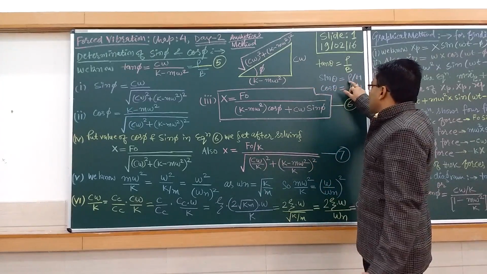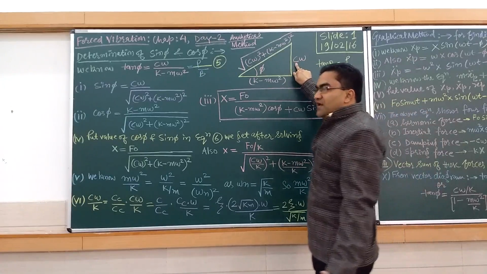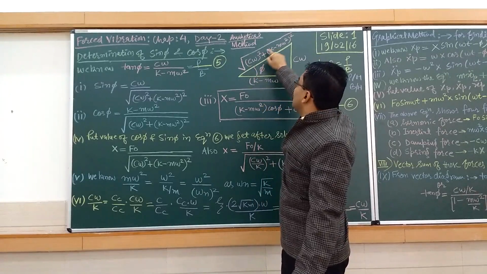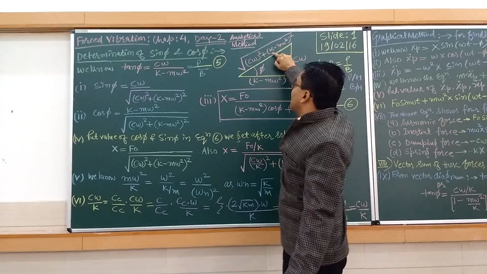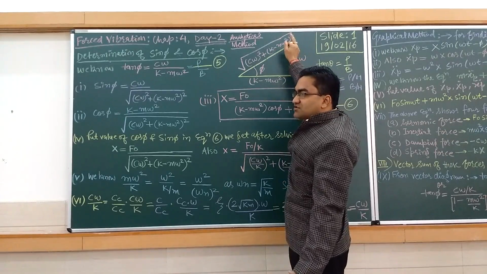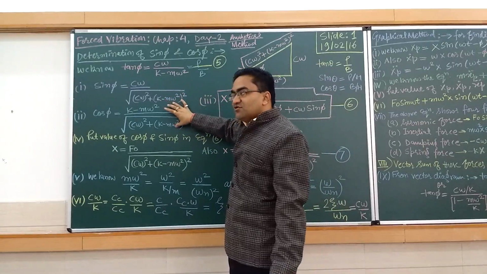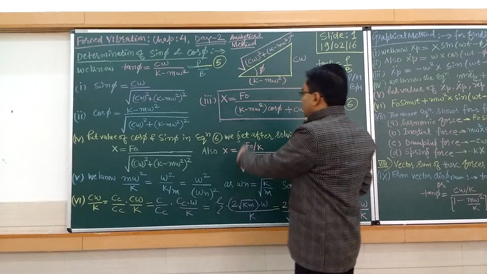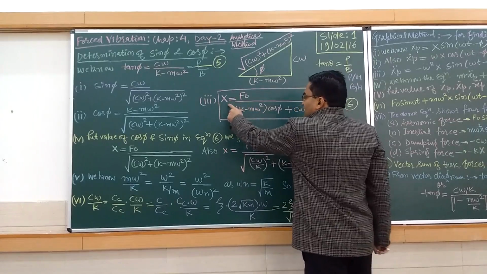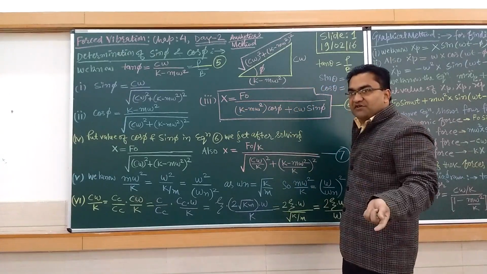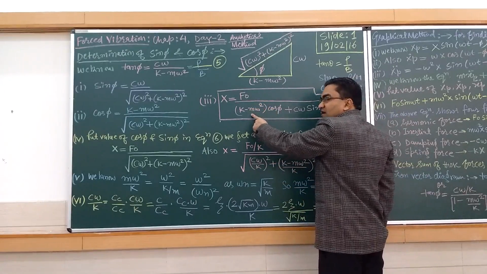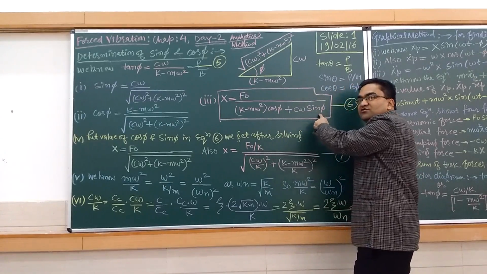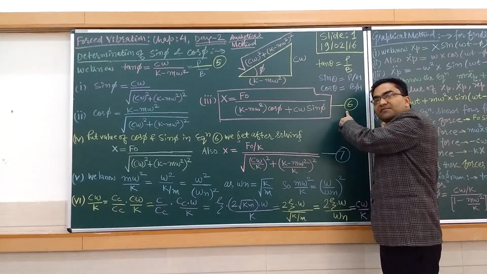We know sine of phi is equal to perpendicular upon hypotenuse. So your perpendicular is c omega and your hypotenuse is the root of c omega whole square plus k minus m omega square the whole square. So from this triangle we have found the two values, sin phi and cos phi. Now we have the relationship, capital X equal to F naught, which we solved in our previous lecture: capital X equal to F naught upon k minus m omega square cos of phi plus c omega into sin of phi. This is your equation number 6.